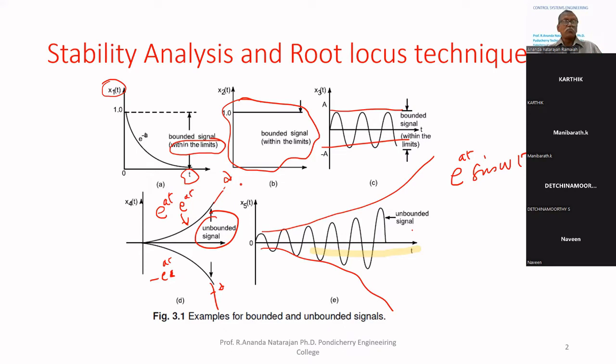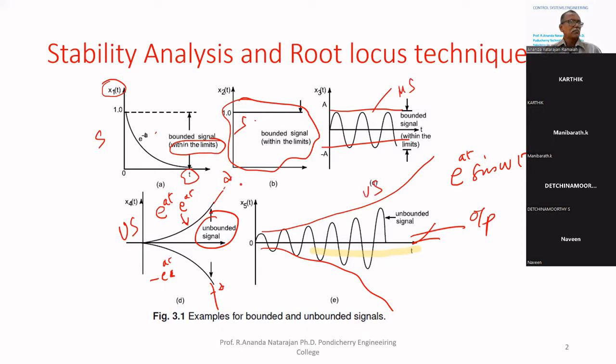If the output of the system is unbounded, then the system is unstable. If you plot the output of a system and it looks like this, this is an unstable system. This is marginally stable because it neither settles nor increases. This is a stable system, this is an unstable system.